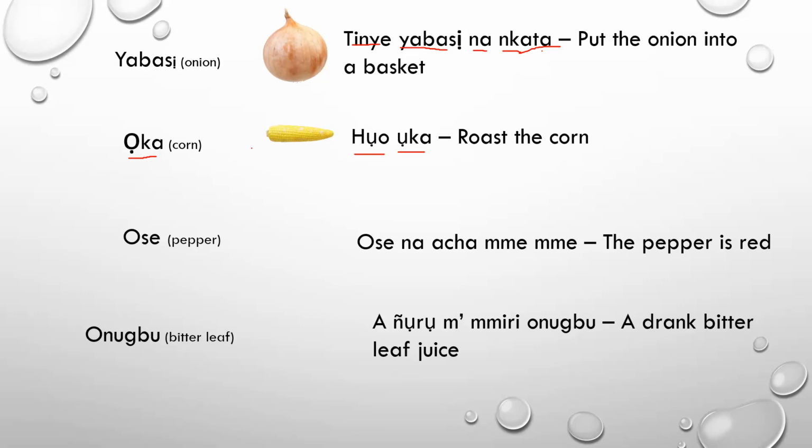Next is ose, which is pepper. Ose na acha mmemme. The pepper is red. Red is mmemme. Okay. Next we have onubu.